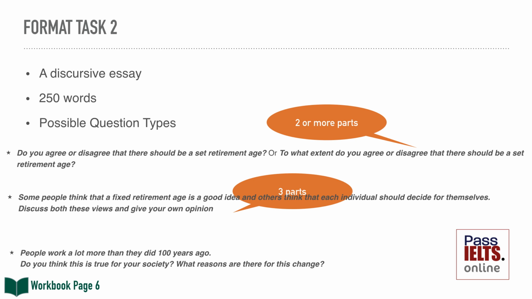And lastly, people work a lot more than they did 100 years ago. Do you think this is true for your society? What reasons are there for this change? Here there are two parts to this question, but you can give more than one argument or answer for each. But you must make sure that you do answer both of the questions. So the first question is, do you think it's true for your society? And the second part, what reasons are there for this change? Don't forget to give more than one reason. It asks for reasons.